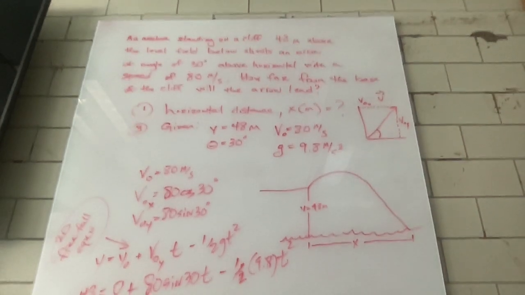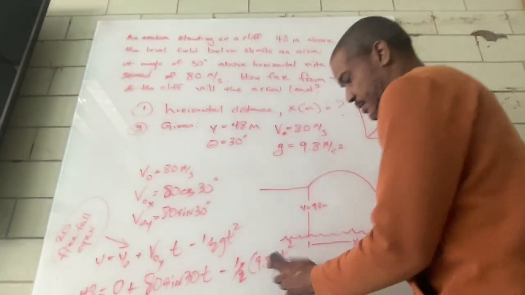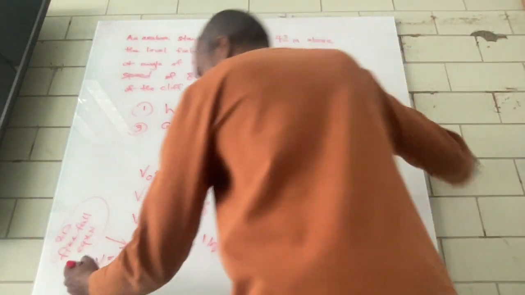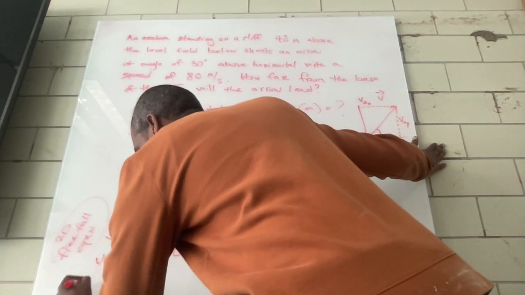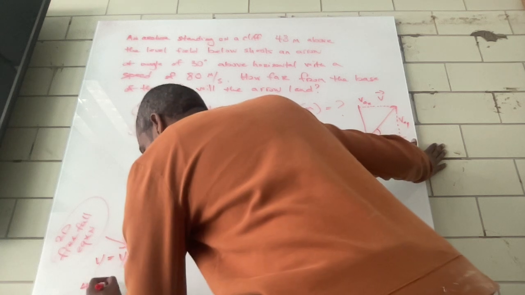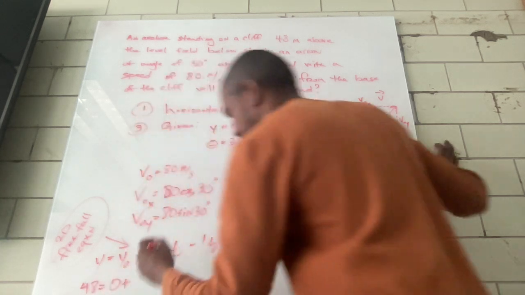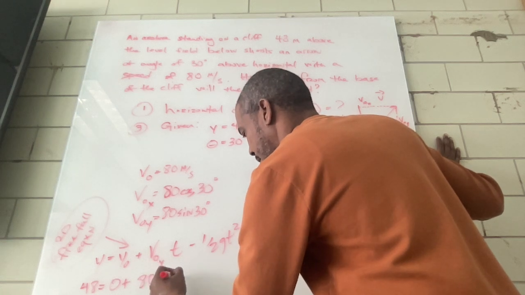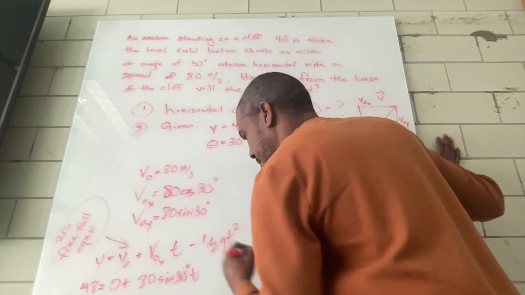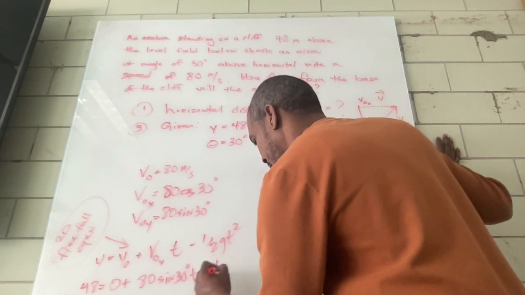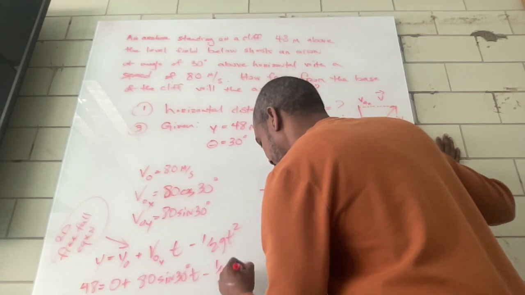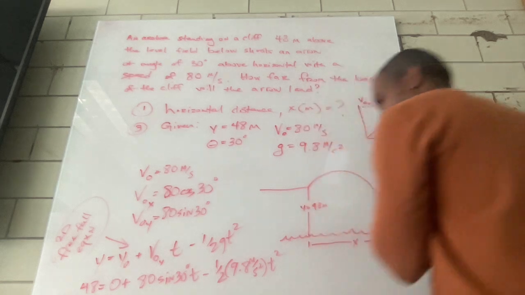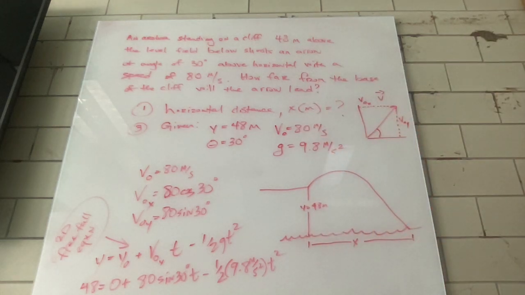Right? So let's write that a little cleaner. It's a little messy, so we don't have any confusion when you go back and look at this later on your own. 48, this is 0, plus 80 sine 30 degrees times t minus 1/2 times 9.8 meters per second squared t squared. All right?